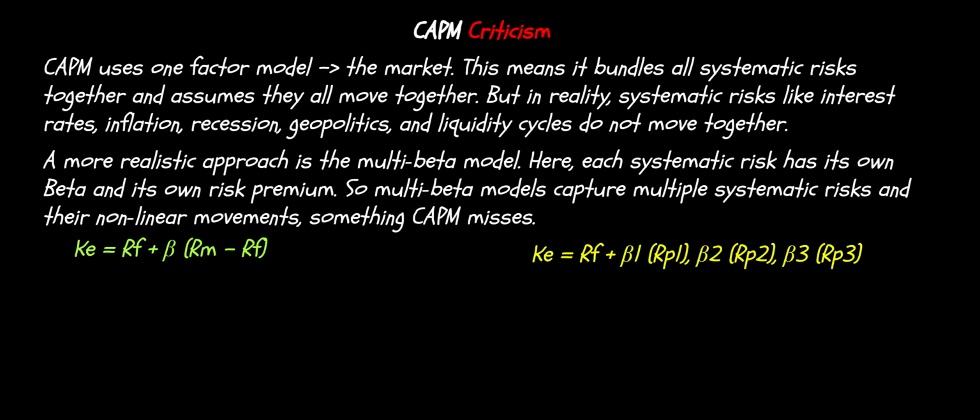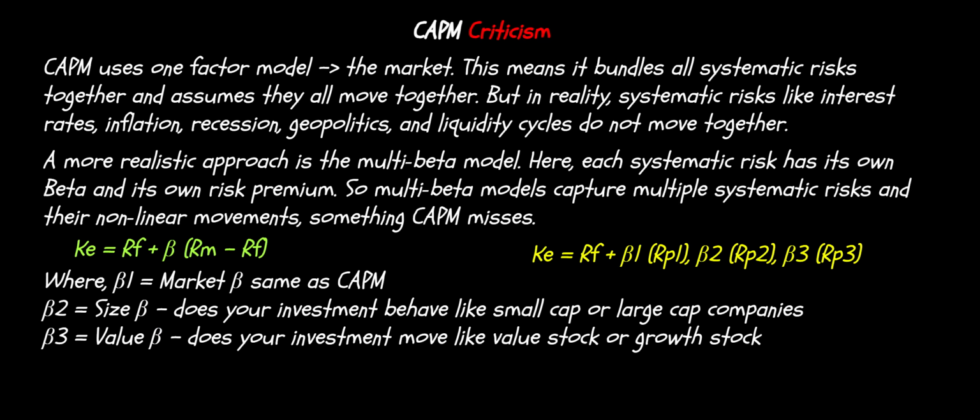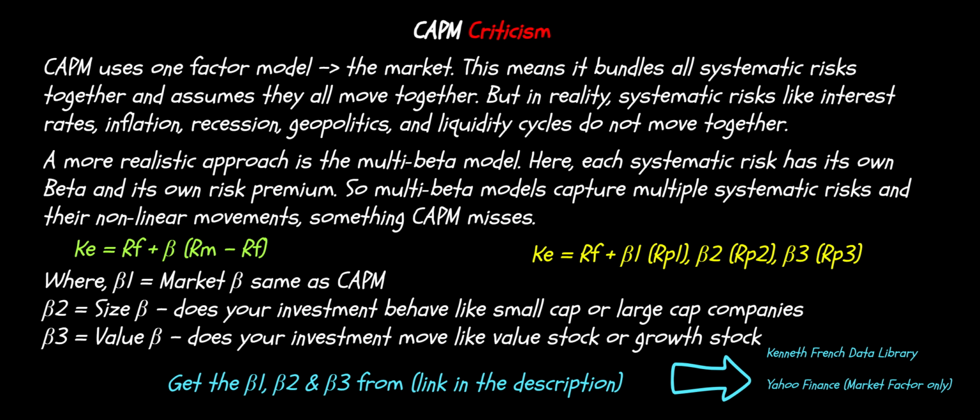And the difference between the formula is where B1 is market beta, which is the same as CAPM's beta, means it bundles all the systematic risk together to constitute a market. B2 is the size beta. Does your investment behave like a small cap or a large cap? And B3 is the value beta. Does your investment move like value stock or a growth stock?